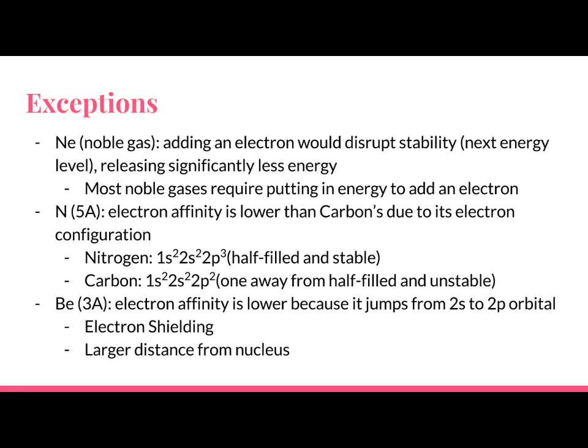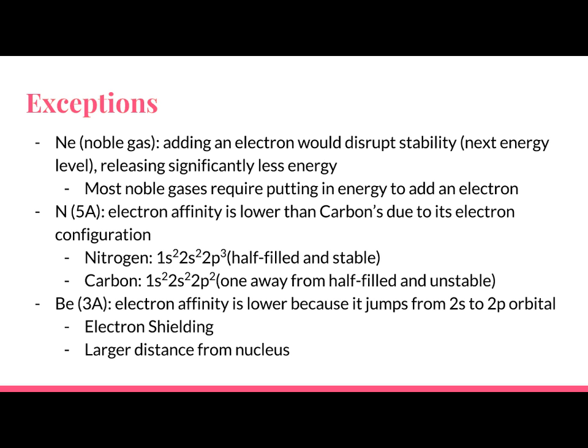Okay. Keep going. So then if you look at group 3A, the example there is beryllium. The electron affinity is lower there because to add an electron, it would have to jump from the 2s to the 2p. And then you also have to consider electron shielding. Adding an electron there doesn't take as much energy because you've got the 2s, it's already filled, and that's blocking the attractions.